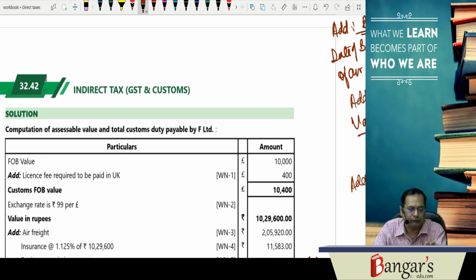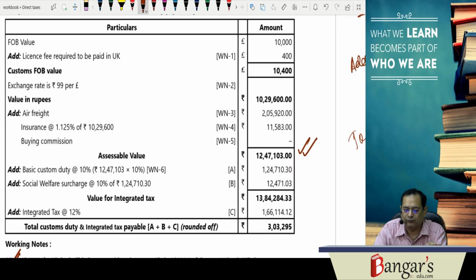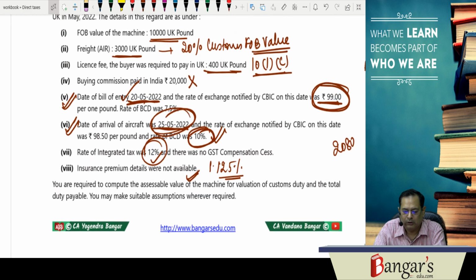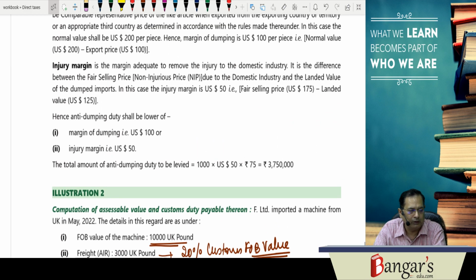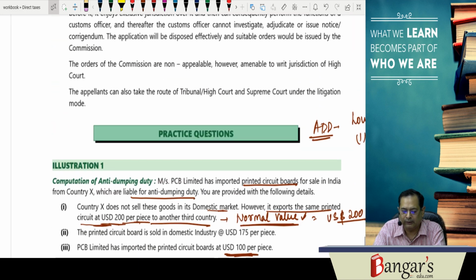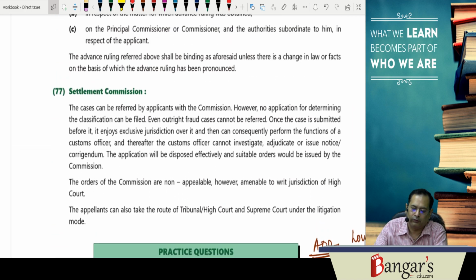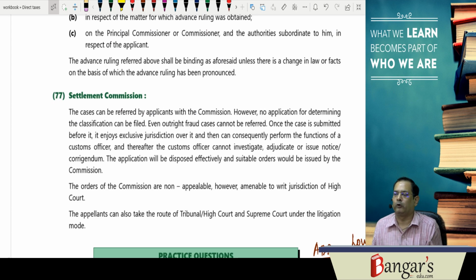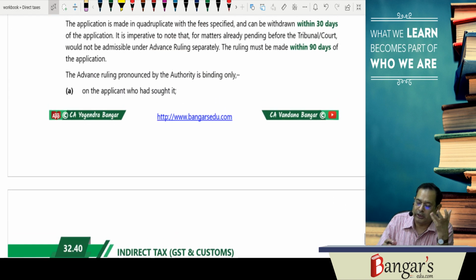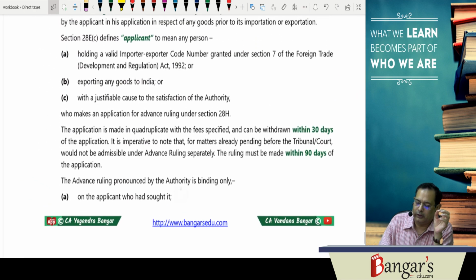These types of questions can be asked in an examination for 5 marks. Basically, this was a question relating to valuation. So one question on computation of anti-dumping duty and one relating to valuation have been done. These are practical questions. Now in our next topic we will be discussing the import procedure and export procedure, duty drawback, baggage, etc., completing the entire aspects which are important from the examination point of view.